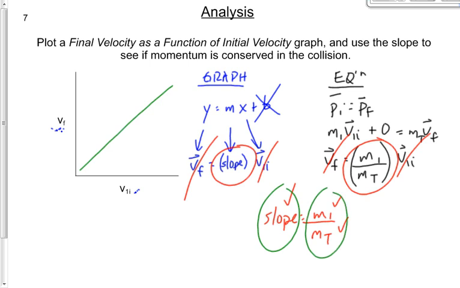If those two numbers are the same, if the slope of this graph does equal m1 over the total mass, then the law of conservation of momentum must be valid. We assumed it to be valid here, right? In order to get this relationship, we assumed the law of conservation of momentum is valid. If our assumption is correct, then those two numbers, slope and m1 over mt, should be equal. If they are equal, then our assumption must have been correct, and we've just proven the law of conservation of momentum.